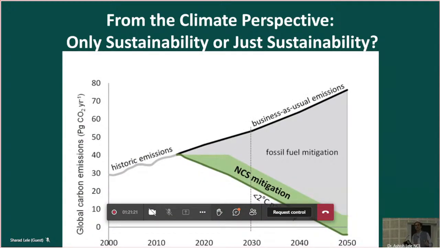So the standard argument that we get is some kind of a graph like this, which says, look, these are historic emissions on the left. And now if you just plot the business-as-usual trajectory, this is how it's going to go. This is completely unsustainable. We will face havoc on the climate front. So we need to mitigate. We need to go down to below zero by 2050. And of course, the biggest reduction has to happen in fossil fuel emissions.